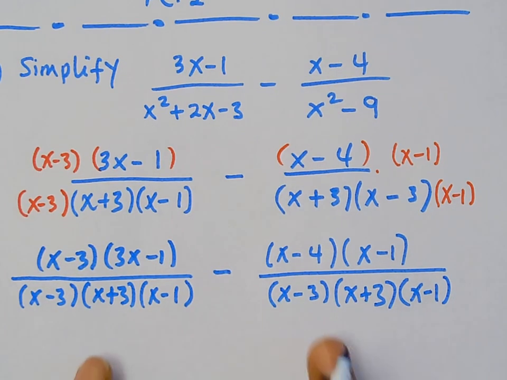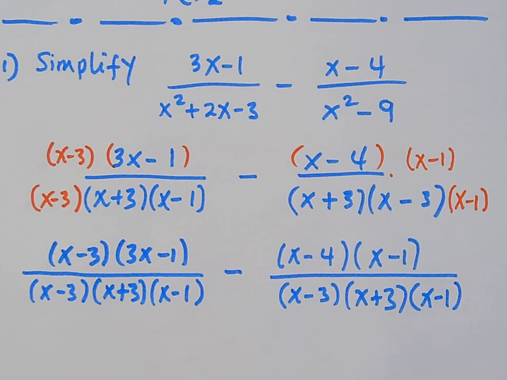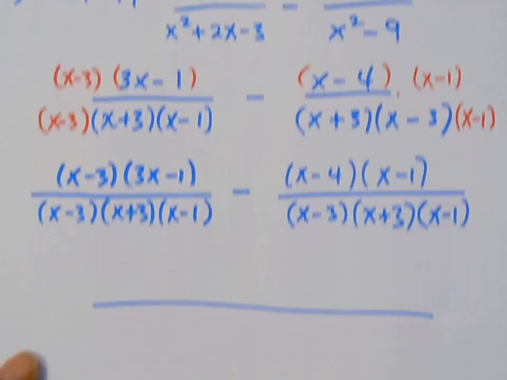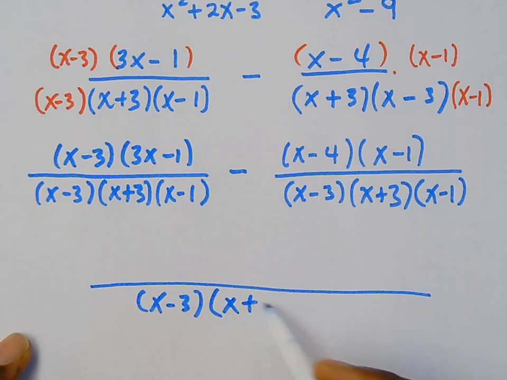From here we know that once the denominators are the same, we can now manipulate the top, either subtract or add depending on the question. So I'm going to have a common denominator. I'm going to keep what I have, my denominator, x minus 3, x plus 3, x minus 1. Now remember, do not try to FOIL the denominator, right? You always want to leave it in a factored form.